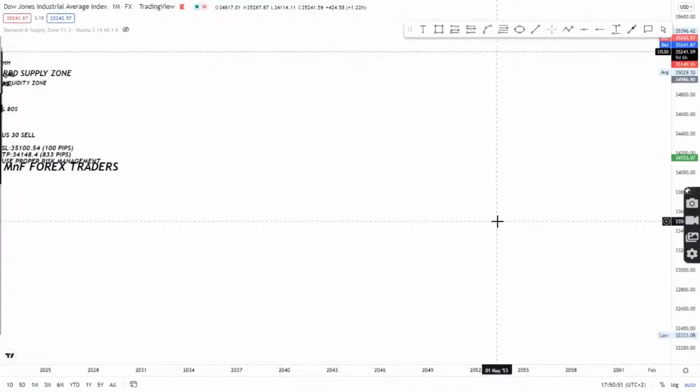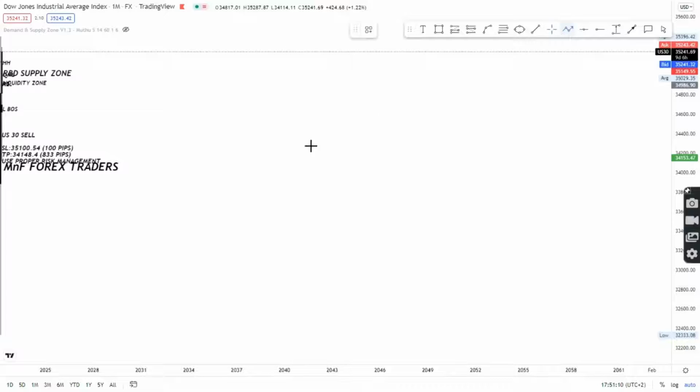This is a trade on US30. We took a loss, so I want to show you the process and everything that I actually saw before taking this particular trade. Stick around so that you can learn from what happened. So let's just get into it right now.